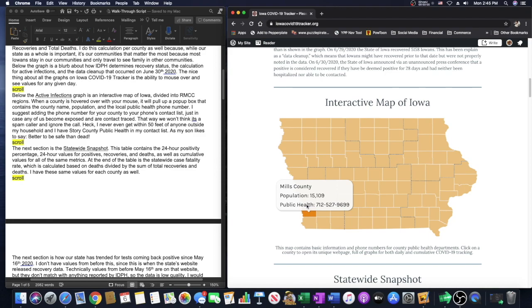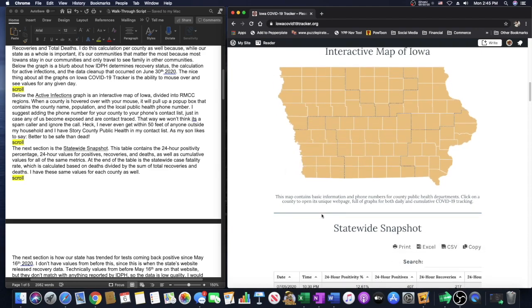I suggest adding the phone number for your county to your phone's contact list, just in case any of us becomes exposed and our contact traced. That way we won't think it's a spam caller and ignore the call. Heck, I never even get within 50 feet of anyone outside my household and I have Story County Public Health in my contact list. As my son likes to say, better to be safe than dead.